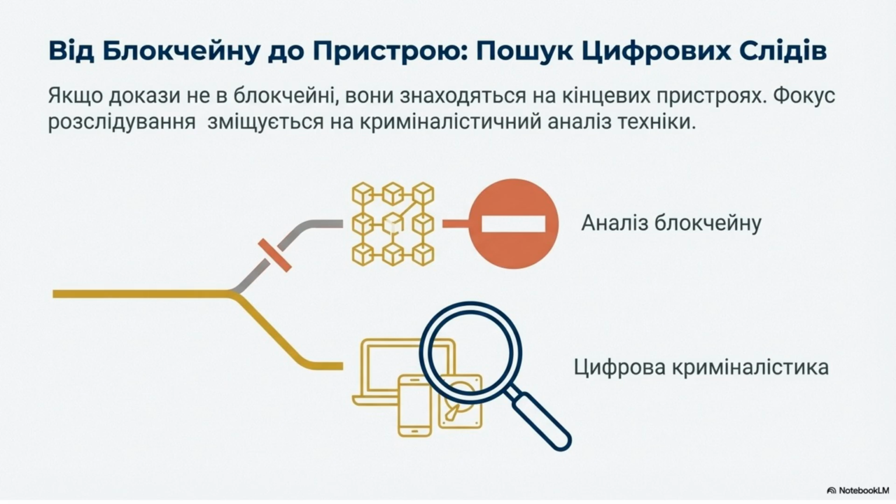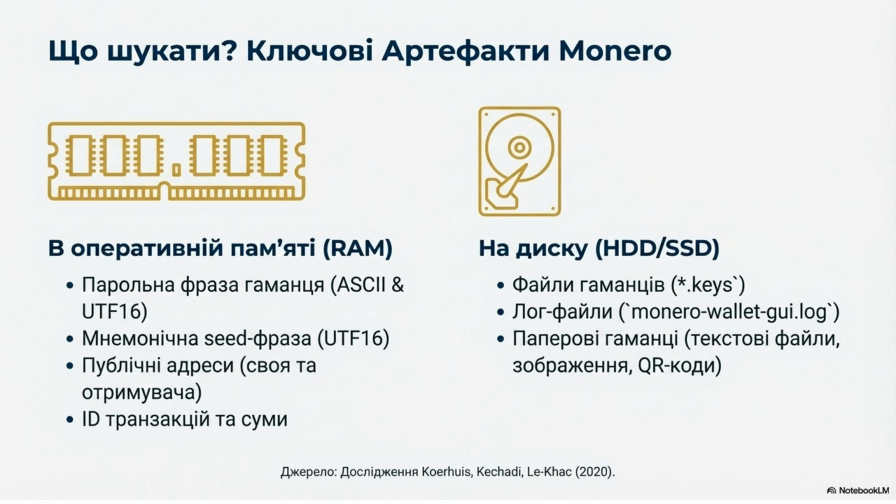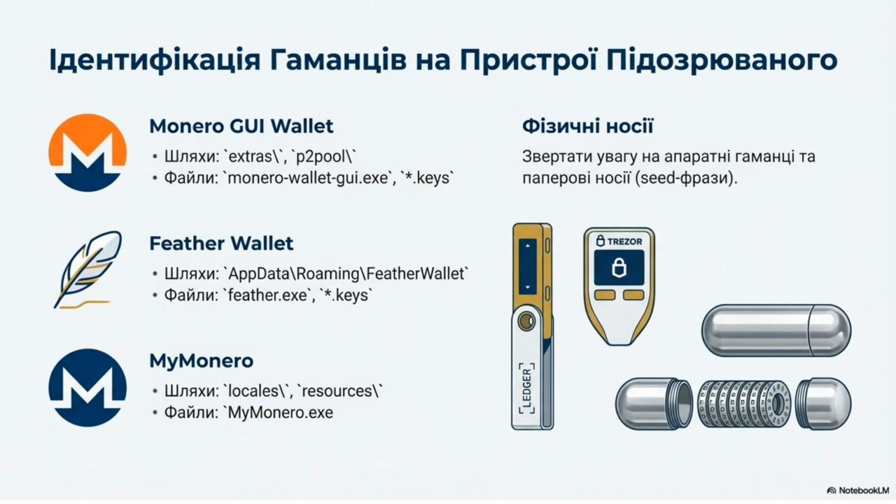When evidence is not on the blockchain, the investigation shifts to endpoint devices and forensic analysis. The focus moves from complex blockchain analysis to standard digital forensics. Key Monero artifacts can be found in RAM and on the disk. In RAM, look for wallet passphrases, mnemonic seeds, public addresses, and transaction IDs. On the disk, look for wallet files, log files, and paper wallets.